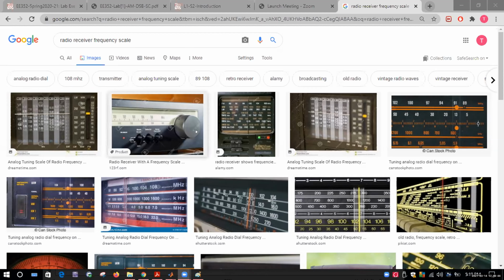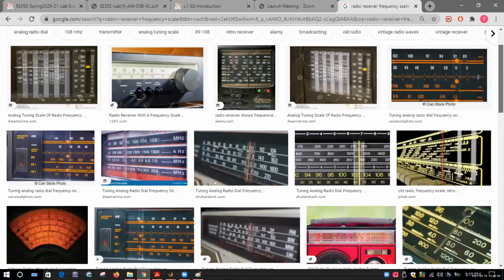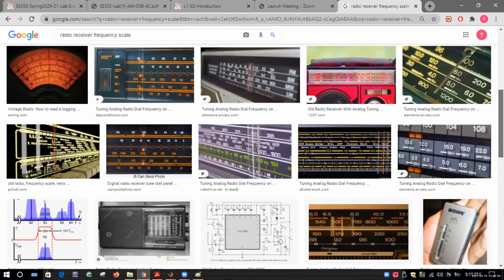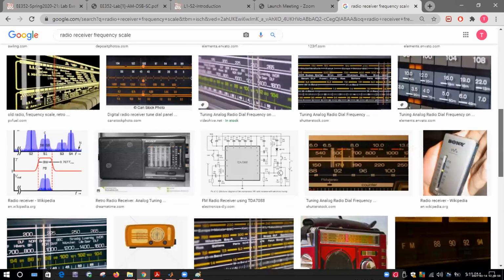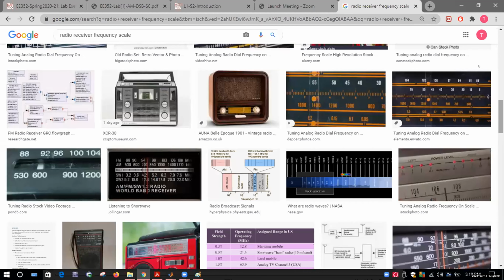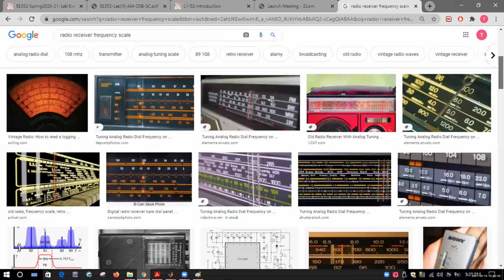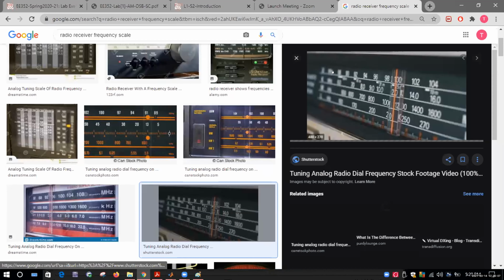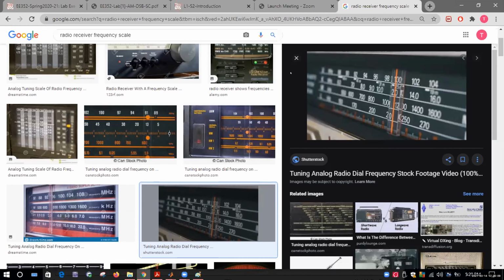This one is a very old radio receiver. You may have seen it before in your car. Nowadays we have digital, but this one was used a long time ago. Have you seen it? This radio has a scale. You may have seen the scale like this. And in this one, you will find different frequencies written on the scale.